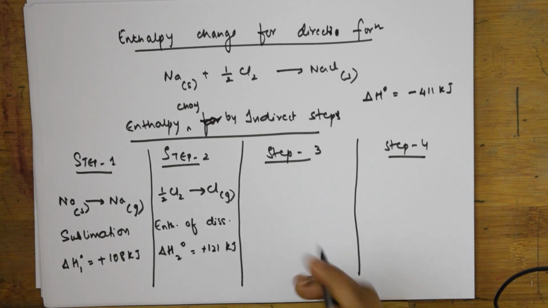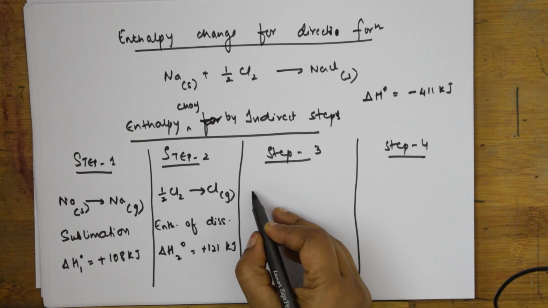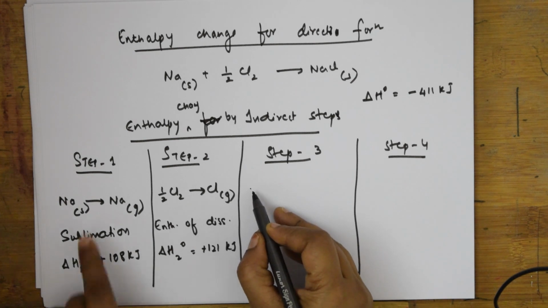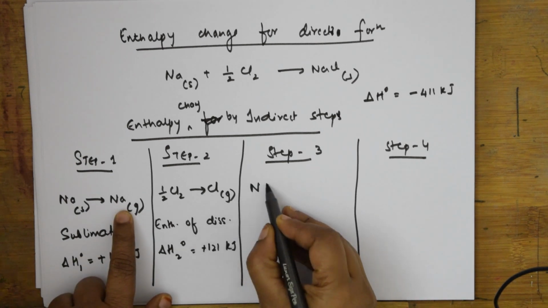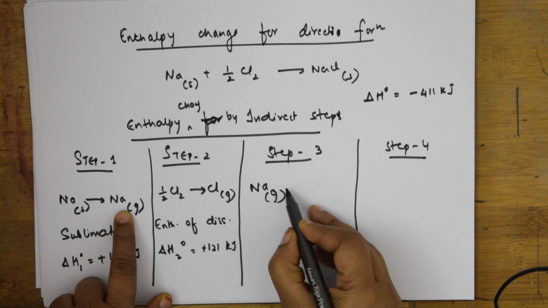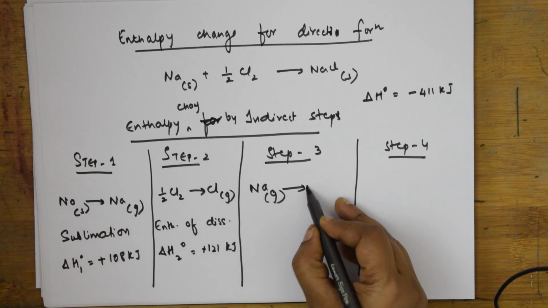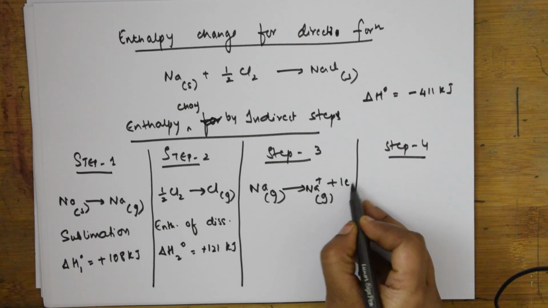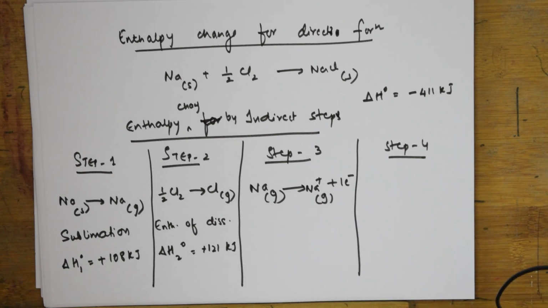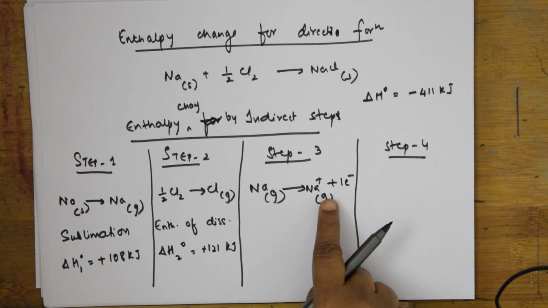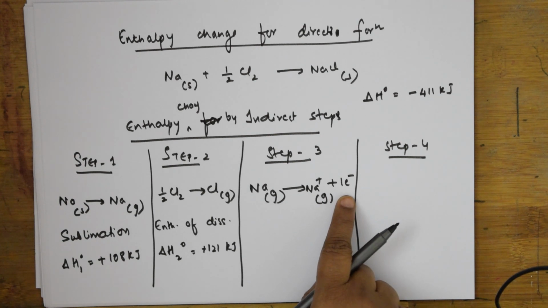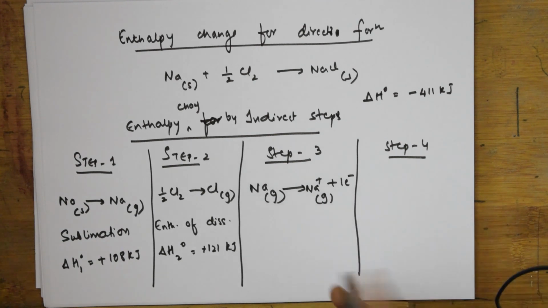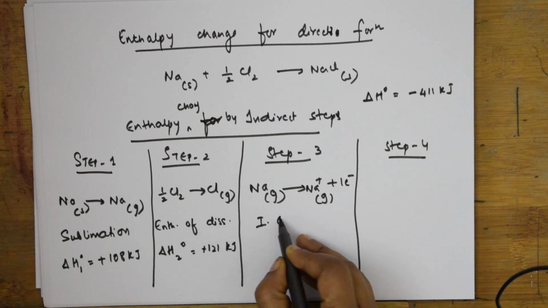Now in step 3, this gaseous sodium atom is going to convert into gaseous ions. During this process, what happens? One electron comes out. The process of removing or losing an electron is called ionization. What energy do I require? I require ionization enthalpy. So here this one is ionization enthalpy.